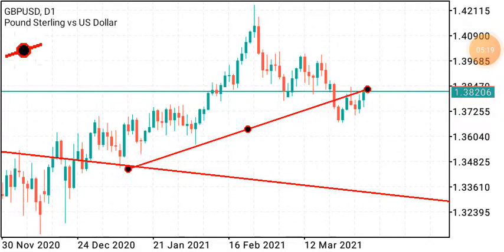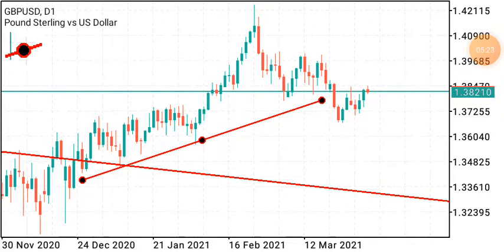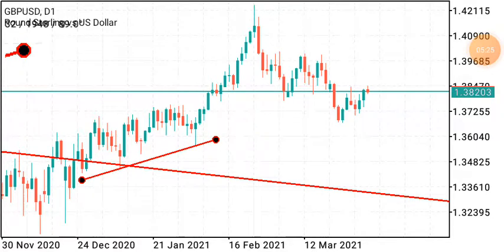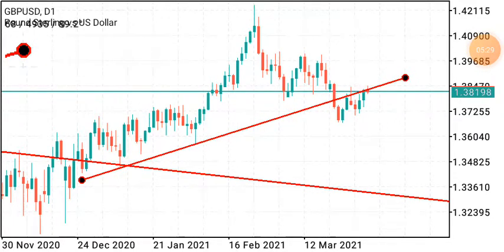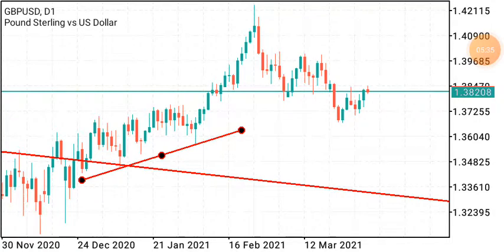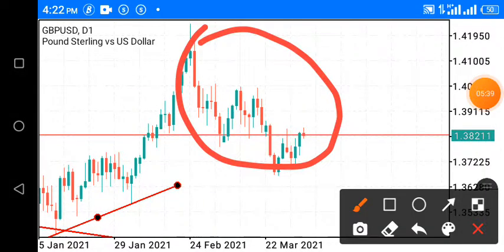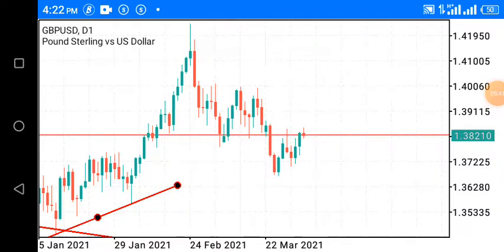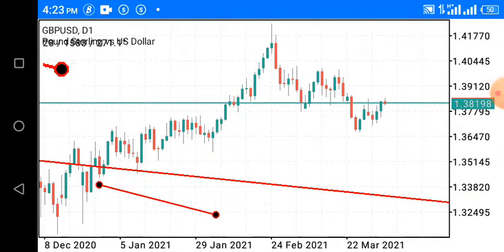Okay, we saw this first touch, second touch. So if we extend it up here, we'll have something like this. But I want to generally concentrate on this part. I want to concentrate on where the market is right now, because I know this is just a retracement move.